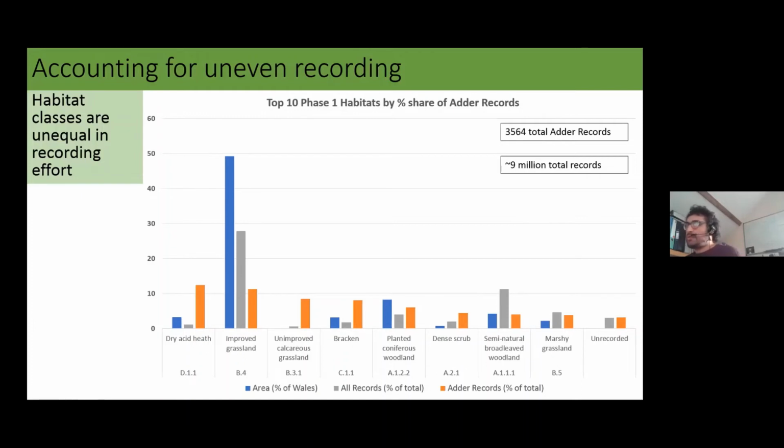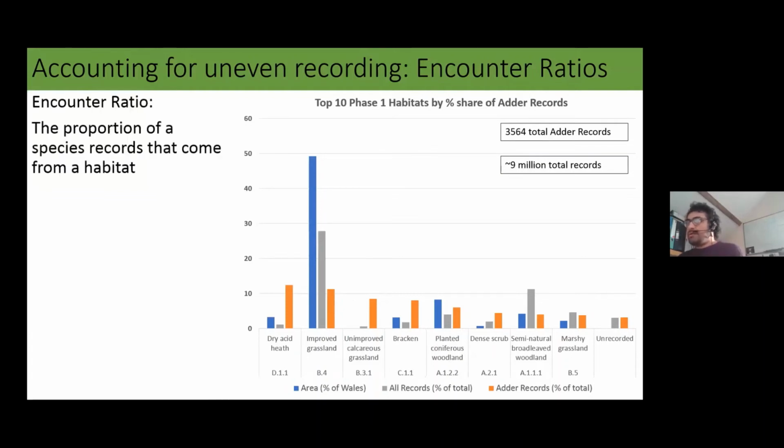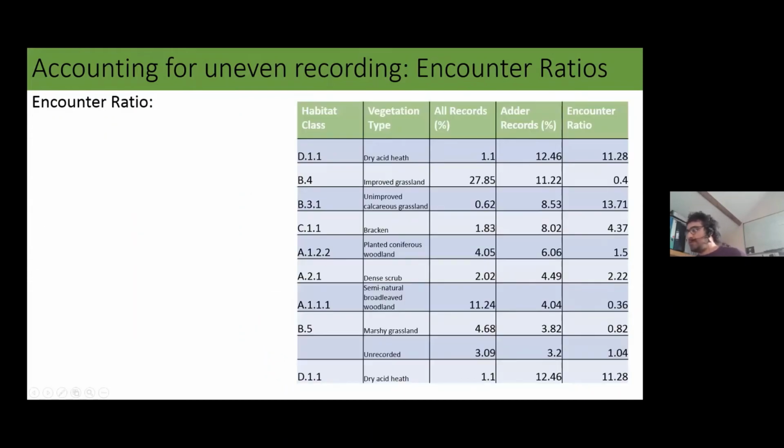So this ratio of dividing the proportion of records for that species by the proportion of all records that come from a habitat, I've been calling encounter ratios, partly because I needed to give it a name because it was coming up a lot in this work. And it is simply the proportion of a species' records that come from a habitat divided by the proportion of all records that come from a habitat. And here's that same graph illustrated as a table.